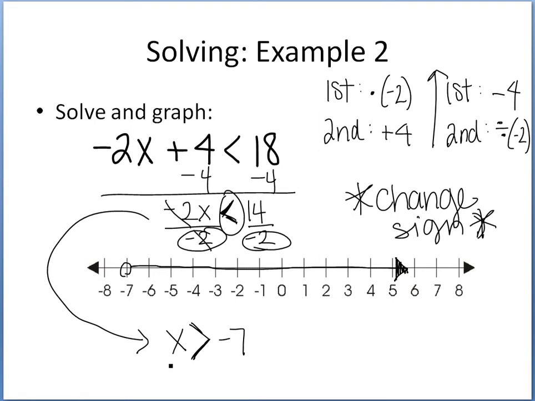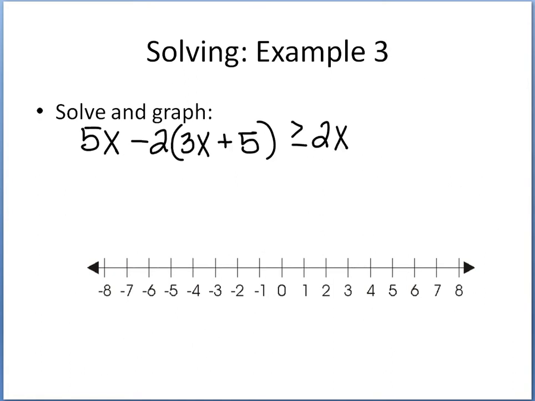If your x is on the left, you can think of this sign as an arrow pointing in the direction, because greater than is always going to the right and less than is always going to the left, just like the less than sign. Okay, one more example, a little bit more complicated.